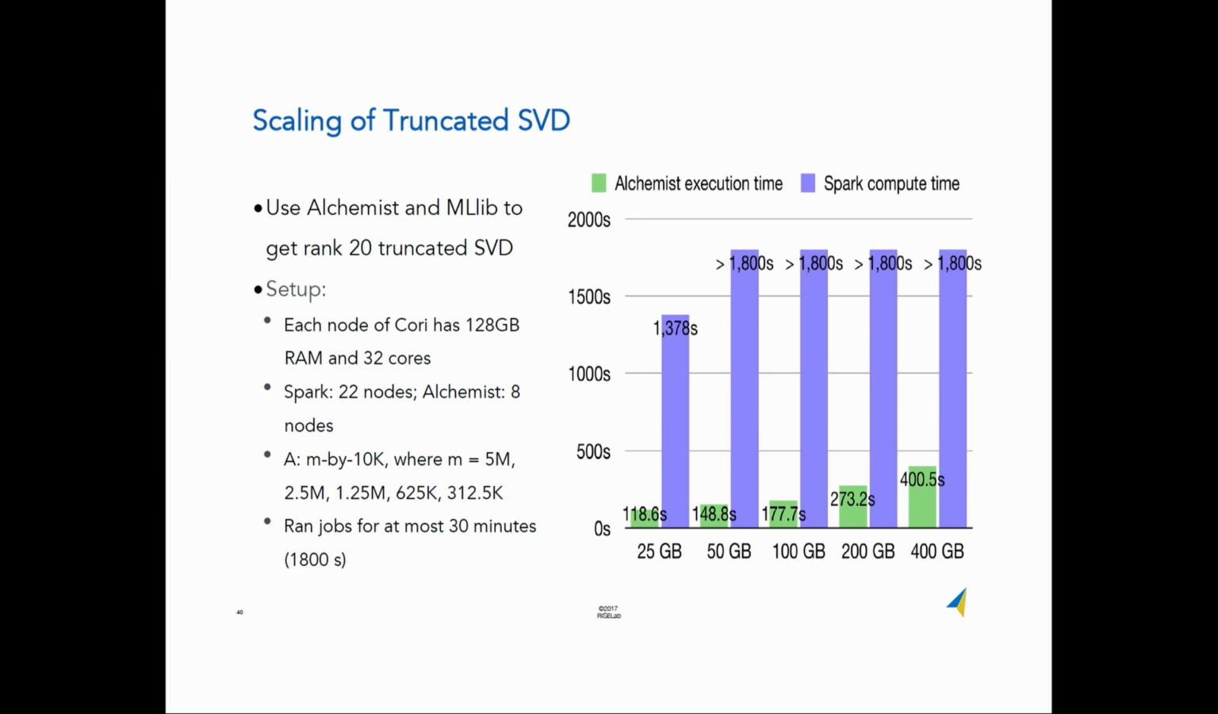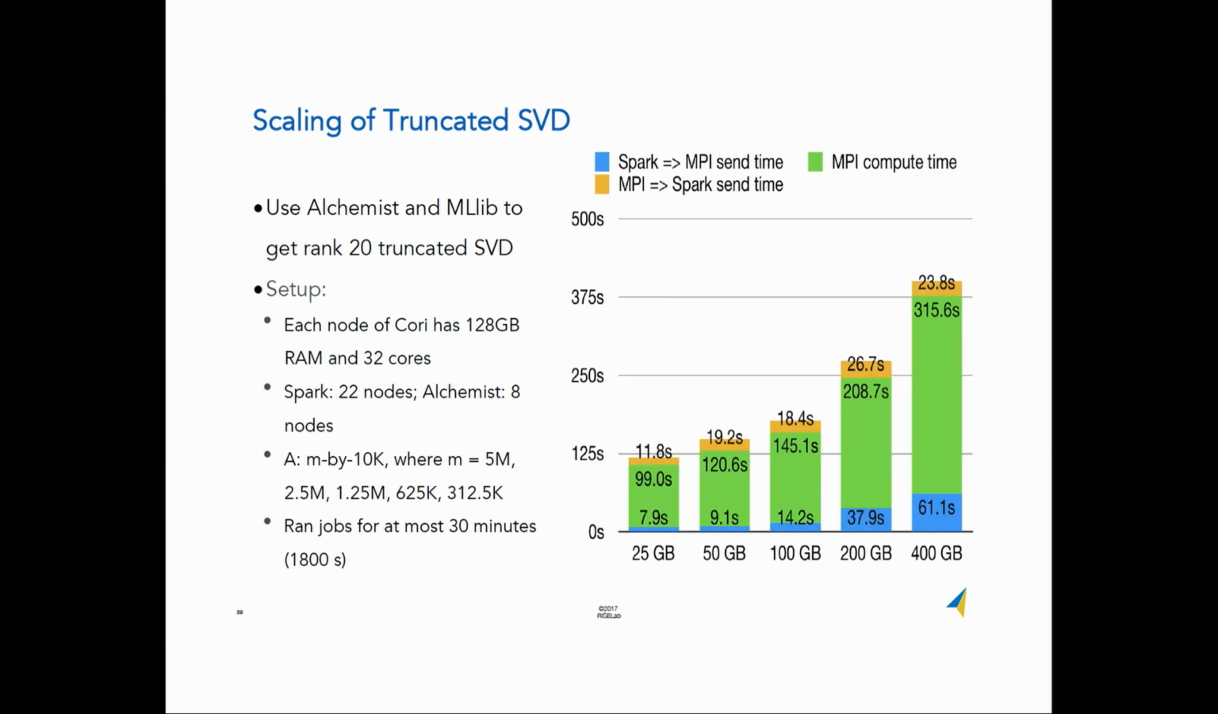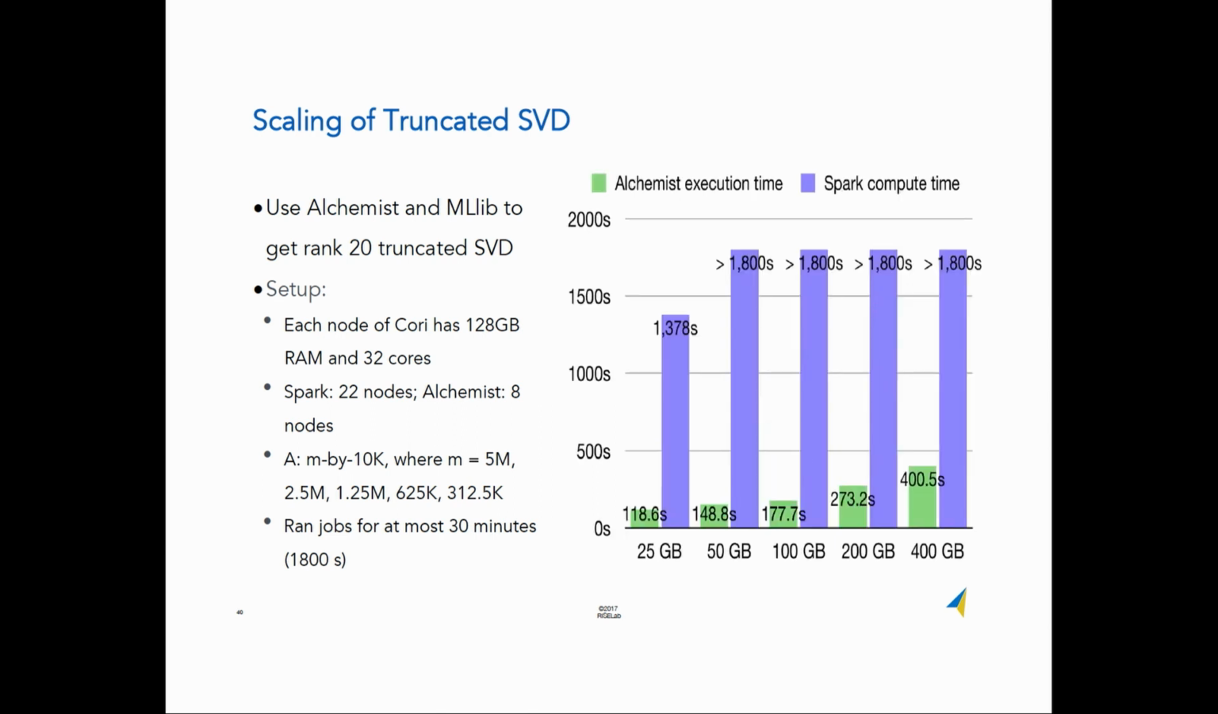So the sum here is 315, 61, so that's 400. Now let's look at how this compares to not using it. What you see here is what you saw before. It's all green now. This is Spark calling Alchemist, calling MPI under the hood. Blue is Spark without that. On the smallest thing, it runs. It doesn't die. For the rest, it dies after 30 minutes.